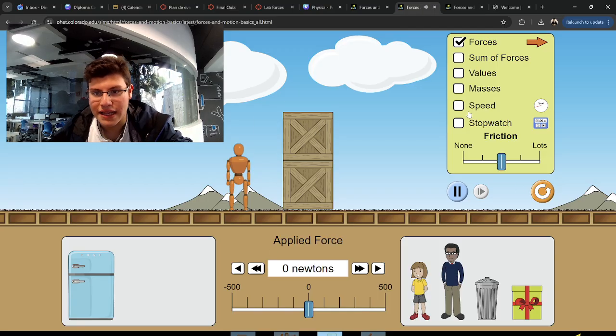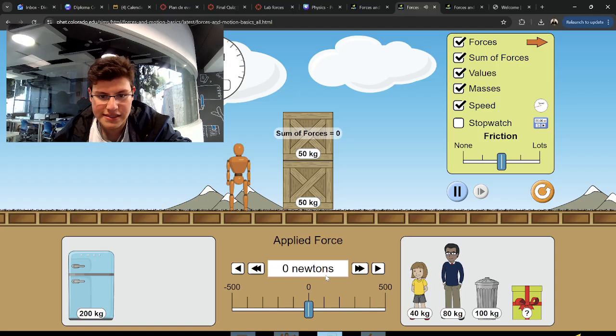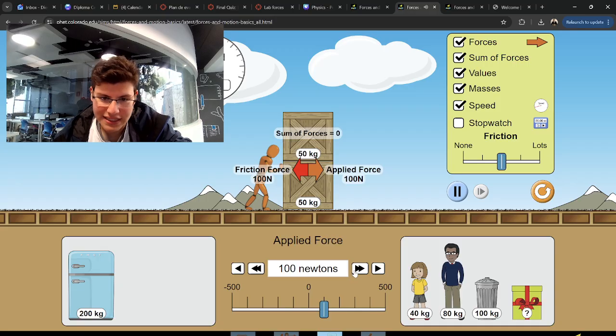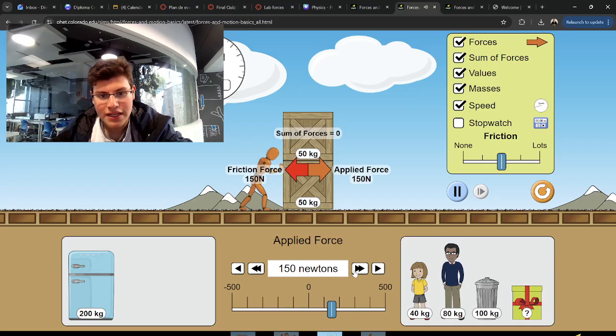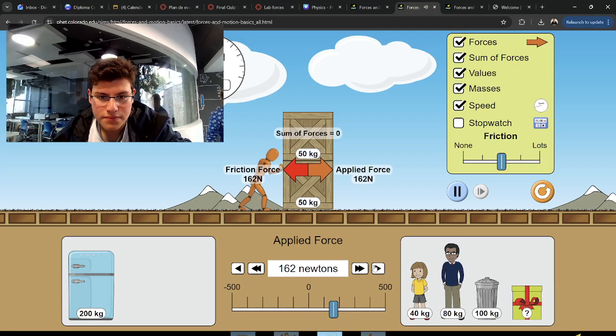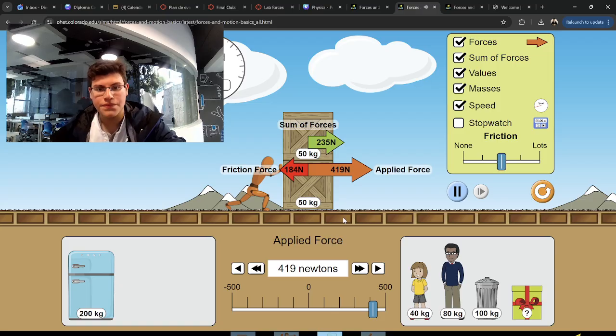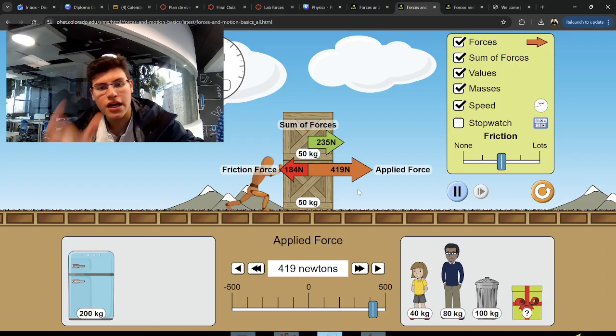We can also again play with increasing the values of the masses. We can display our sum of forces, and let's begin adding force. You can see that it's not moving, still not moving. You can see that the friction force is equal to the applied force, so it won't move. But if we go over it by a little bit, there we go. We're going to overcome it.